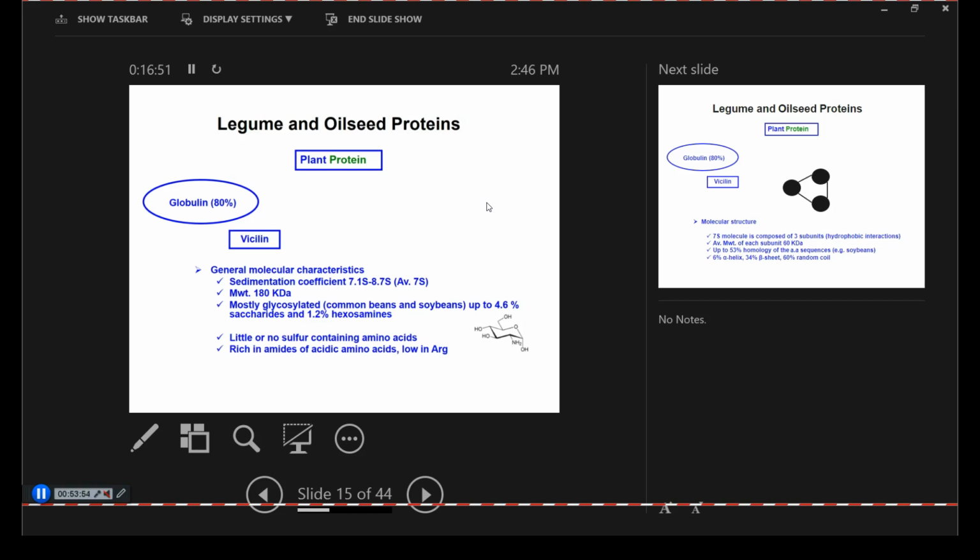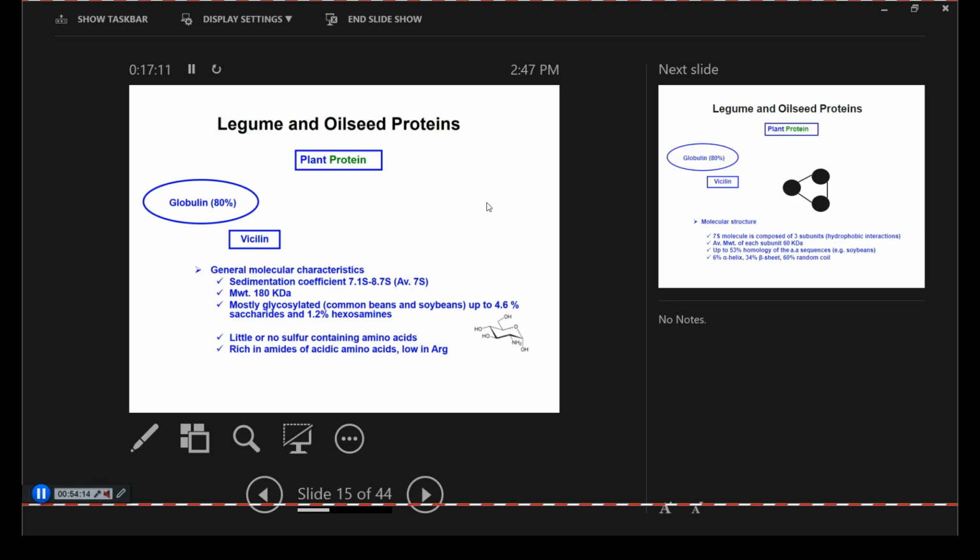And in this particular group, we rarely have any sulfur-containing amino acids. So we don't have disulfide linkages, we don't have cysteine. So this protein is not necessarily good for gelation. So keep that in mind.